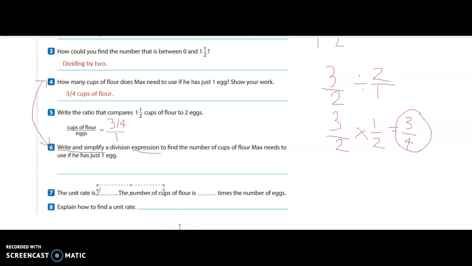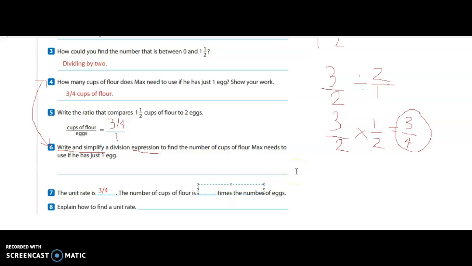And that did not write. There we go. So 3/4. So every 3/4 cups of flour, I need 1 egg, and vice versa. For every 1 egg I have 3/4 cups of flour. So that is our unit rate.